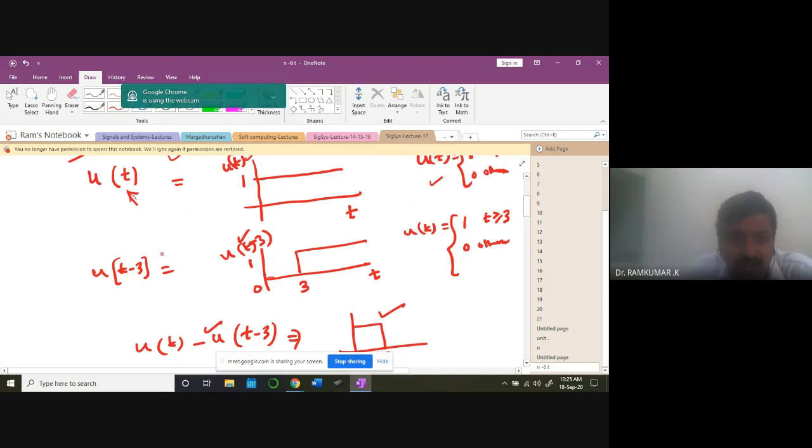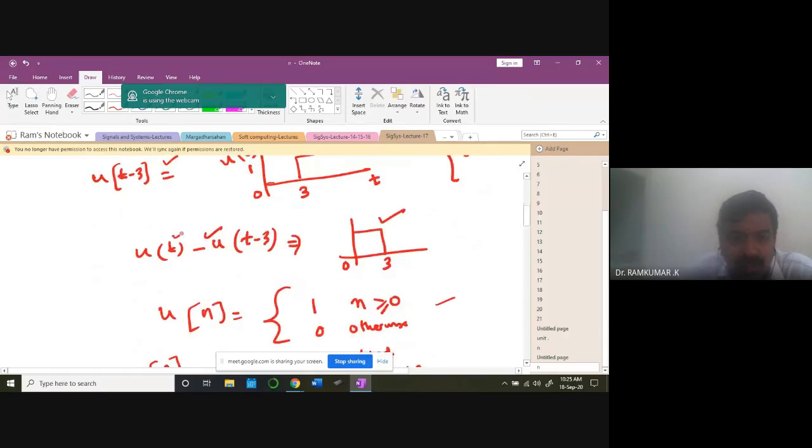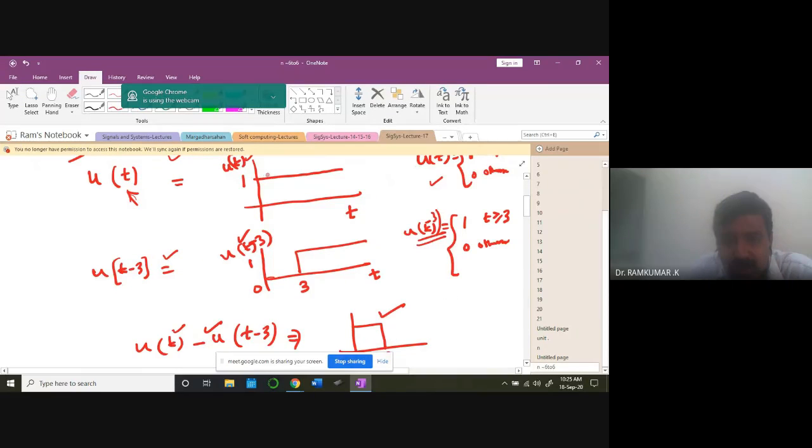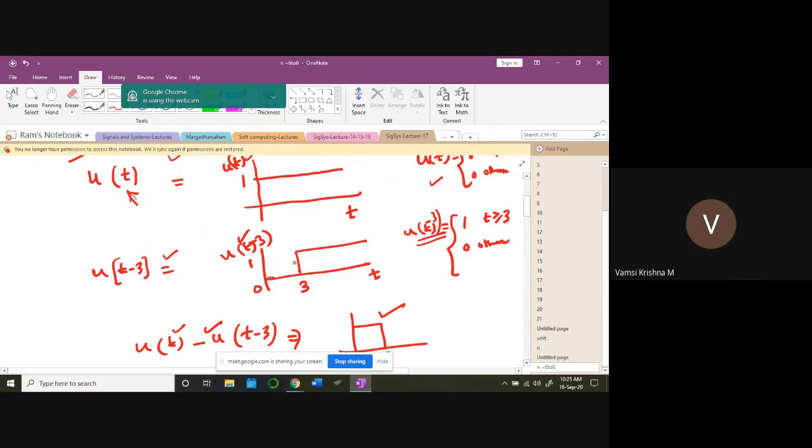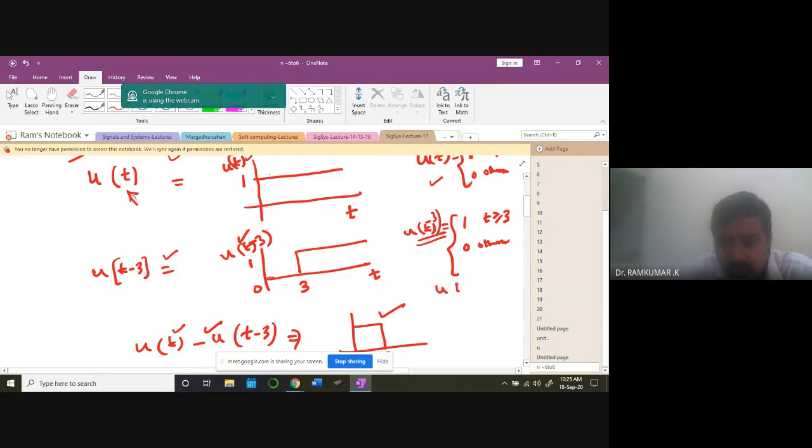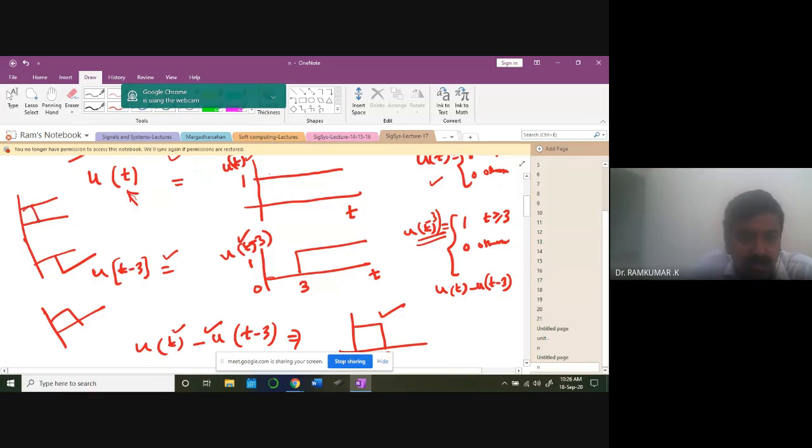Then u of t minus 3, can you see it? Yes, sir. This is u of t minus 3. Now, if I ask you what is u of t minus u of t minus 3, what do you say? It is a pulse waveform. I am going to subtract this one from this one. This is u of t. And minus u of t minus 3, how does it look? When I add these two, what do I get? I get this. Is it clear? Can you visualize it clearly? So that is what this signal is.